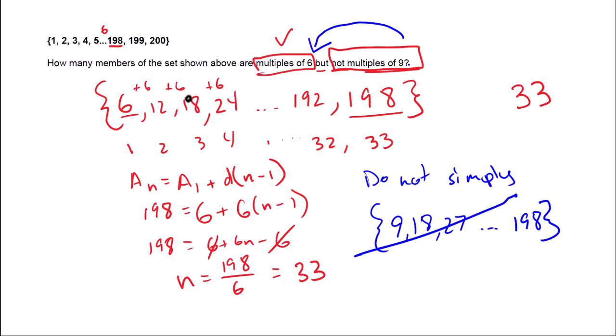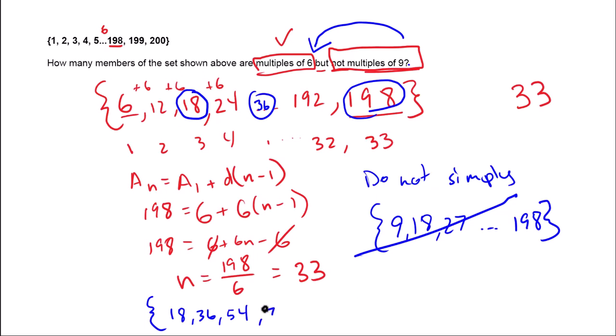Well, I've got my set laid out already, so I can just say 18 is my first multiple of 6 and 9. And then it would be 36. And then it looks like we're going up by every 3 terms. And eventually we're going to end at 198. Another way to think of it is the LCM of 6 and 9 is 18. So every 18 is going to be a multiple of 6 and 9. So what I might do is lay out this set separately: 18, 36, 54, 72, all the way up to 180, 198.